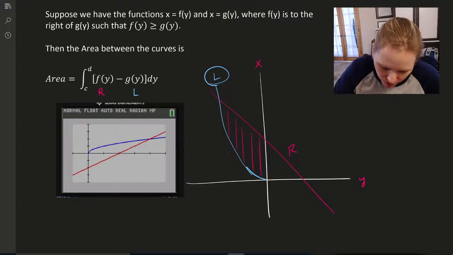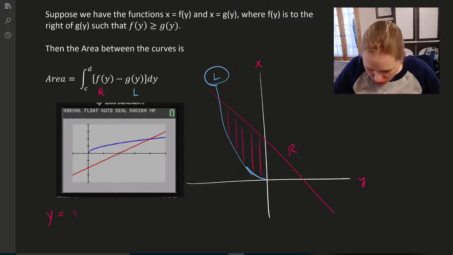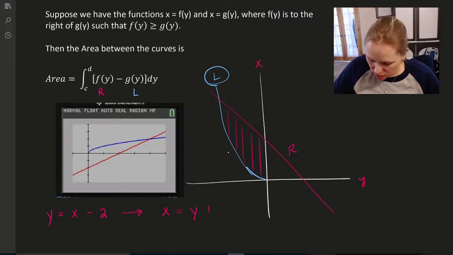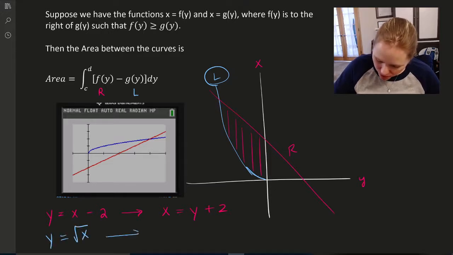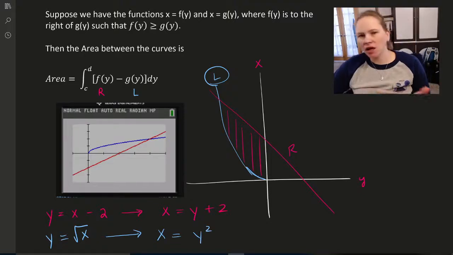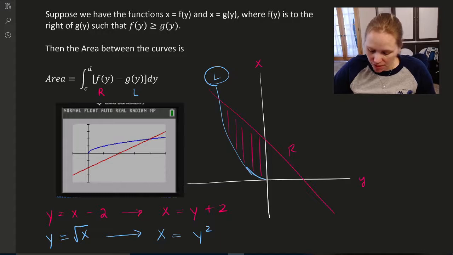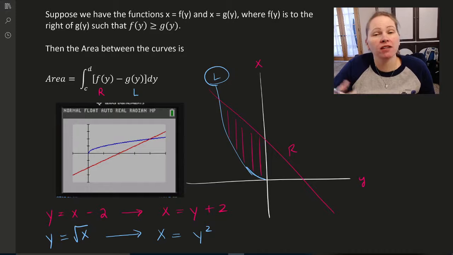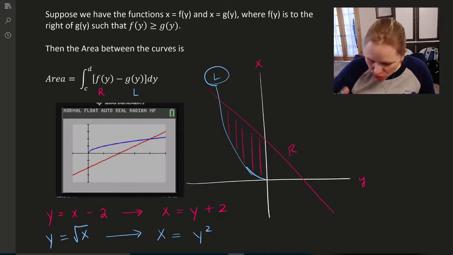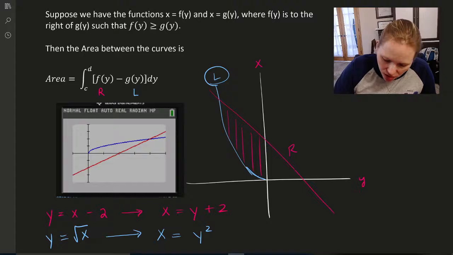So where we had y equals x minus 2, we're going to need to solve for x. We're going to get x equals y plus 2. And in the same way, when we had y equals the square root of x, now we're going to square both sides and get x equals y squared. So we need to consider all aspects of rewriting this in a dx format into a dy format, and we need to solve for x equals. And so now we have functions of y. This is what it means when we say f of y and g of y. It means we have x equals, and y is now our variable. They've switched places.